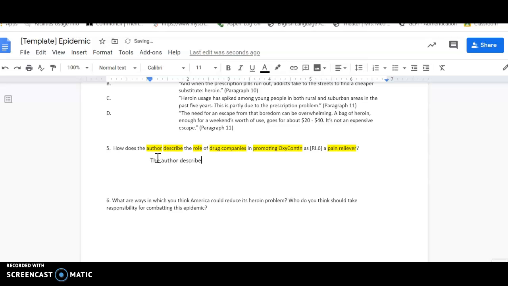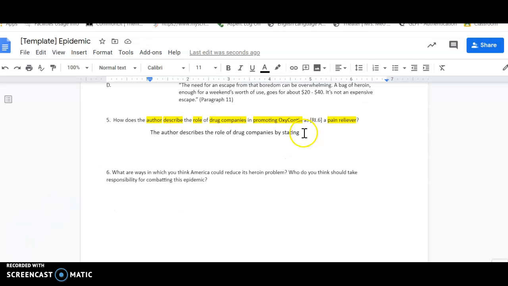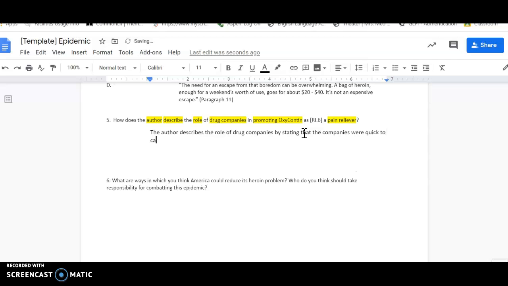The author describes the role of drug companies by stating that the companies were quick to capitalize on the excitement of OxyContin.